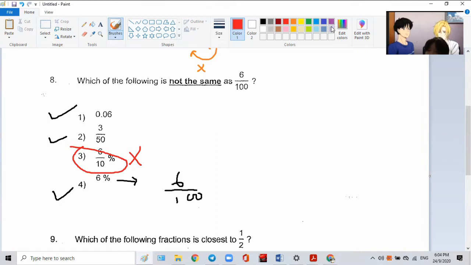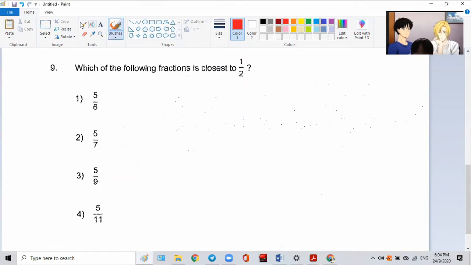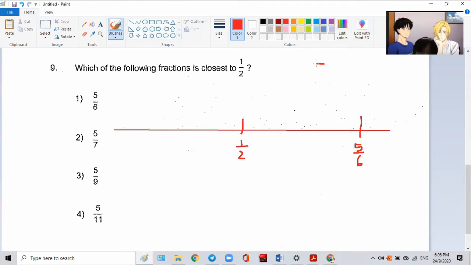Okay, next one. Which fraction is closest to half? You must not be far from half, okay? So half is like here. You see, 5 divided by 6, 5 divided by 7, 5 out of 9 and 5 out of 11. Which is the smaller piece? 5 out of 11, right? So where do you think 5 out of 11 should be? Should it be here?